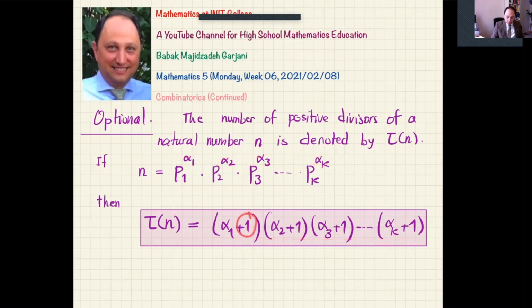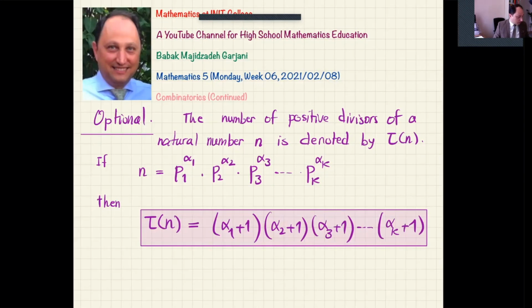Why do I need to add 1? Because when I have alpha 1, there is a possibility that I don't choose p1 at all. So 0, 1, 2, up to alpha 1: how many options are available is alpha 1 plus 1. These plus ones come from the fact that I can choose not to choose any one of these factors at all. Okay? That's completely optional, so I don't want you to worry about that.